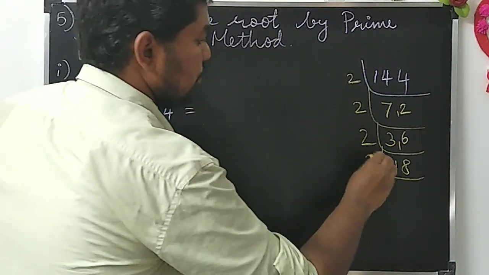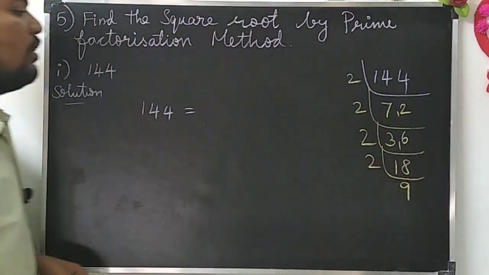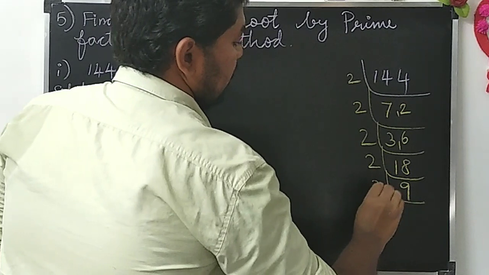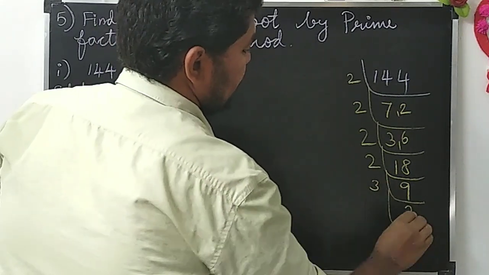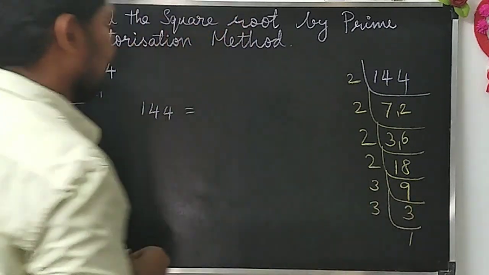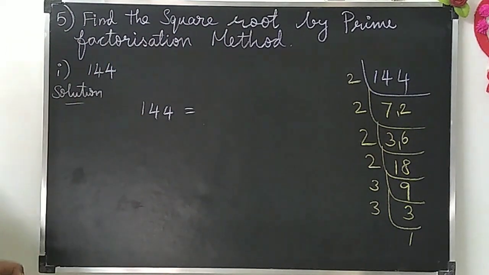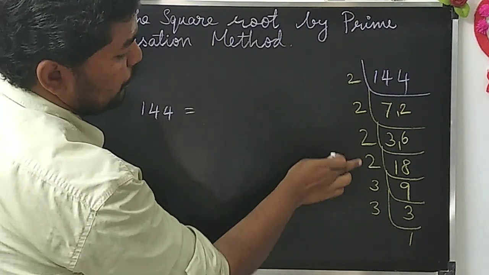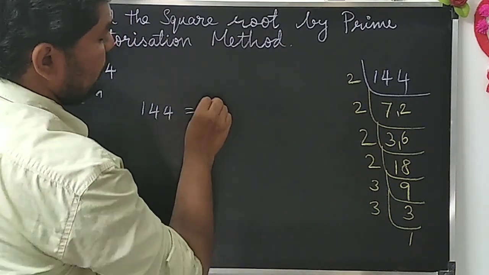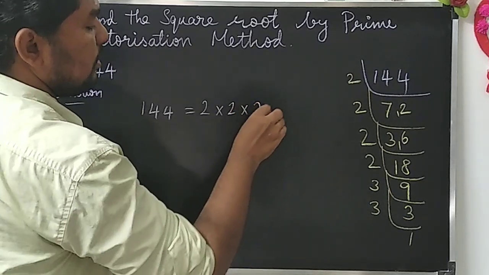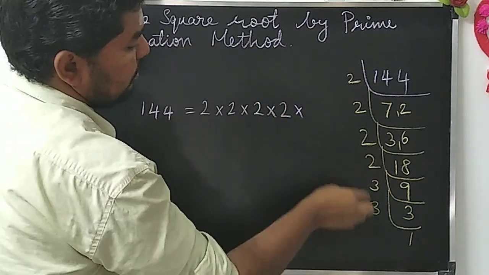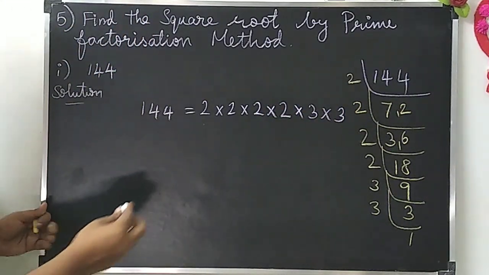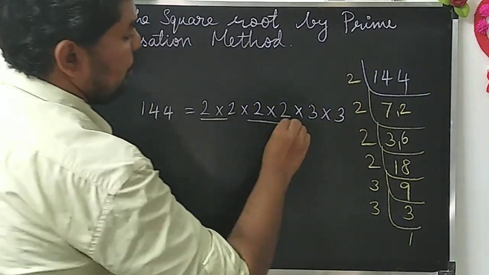So 2, 9 twos are 18. So 9 can be divided only by 3. 3 threes are 9. Next 3 divided by 3, 1 three is 3. Next write the prime factors of 144: 2 into 2 into 2 into 2 into 3 into 3. Next group the pairs: 1, 2, 3.